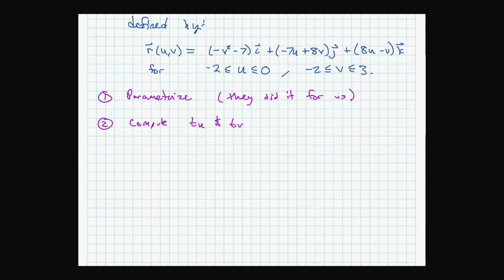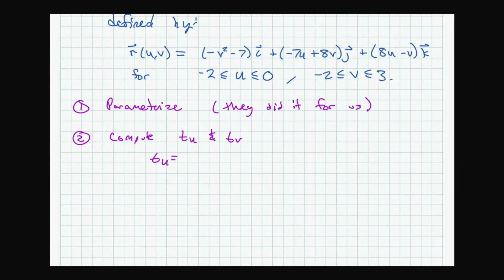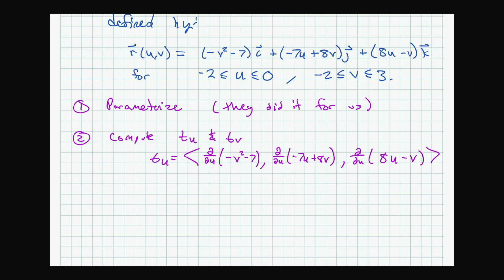Now remember what you're doing, right? It's x component, y component, z component with respect to u and with respect to v. So tu, I'll write it out this time again. I'm going to use triangular brackets again. So you're going to do partial with respect to u of negative v squared minus 7. That's your first component up here. Partial with respect to u, negative 7u plus 8v. And partial with respect to u, 8u minus v, right? Just making sure we know what we're doing.